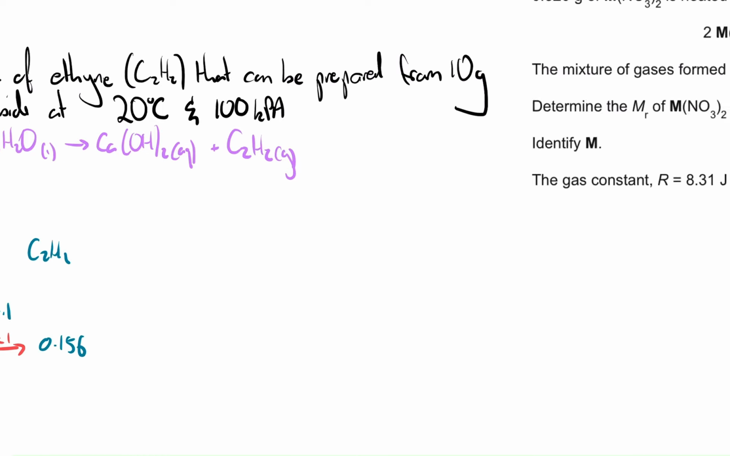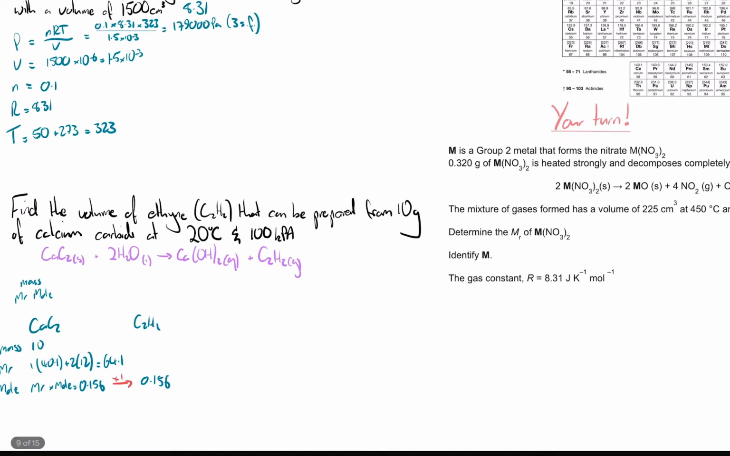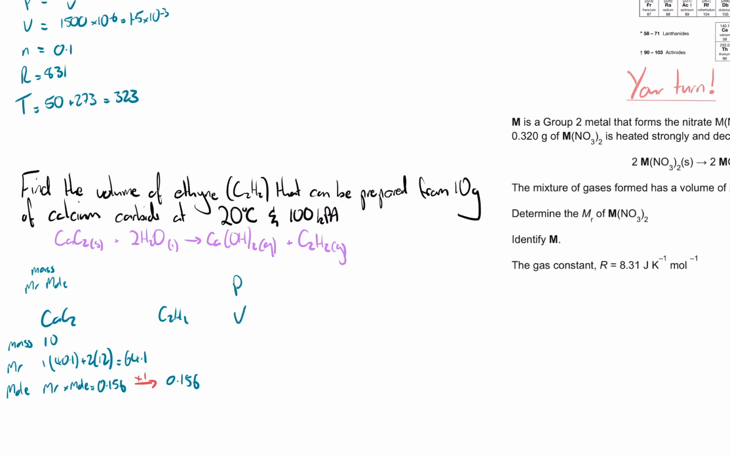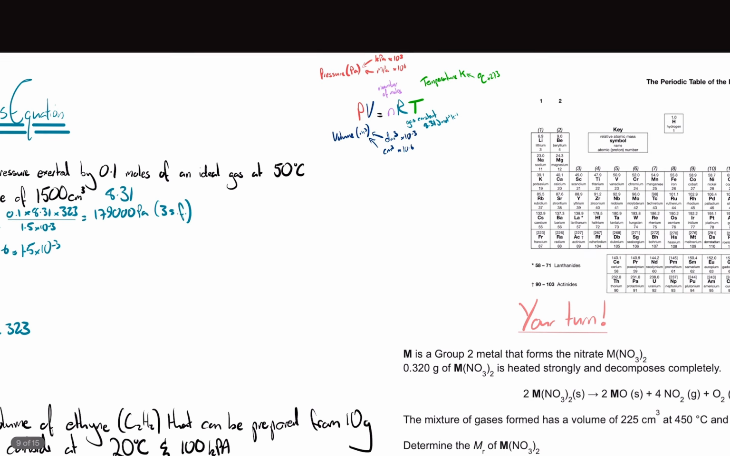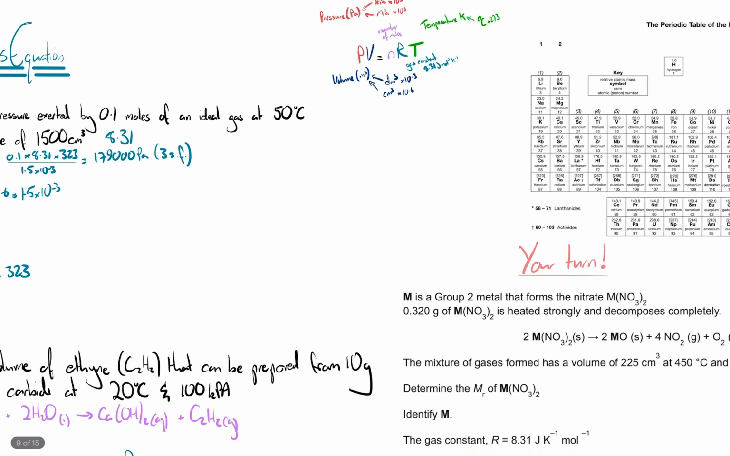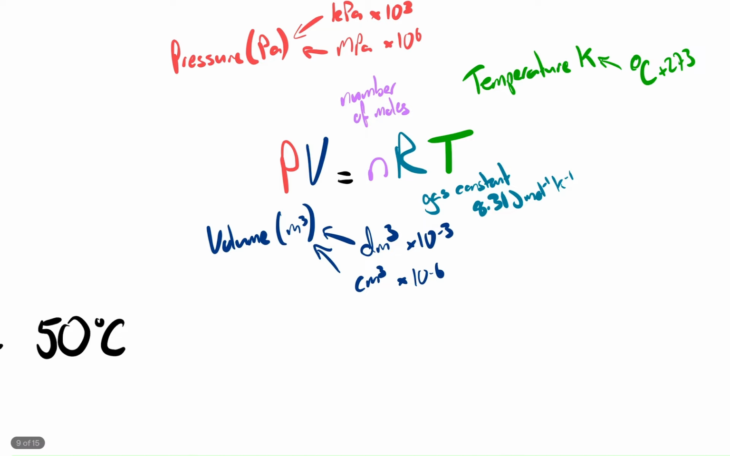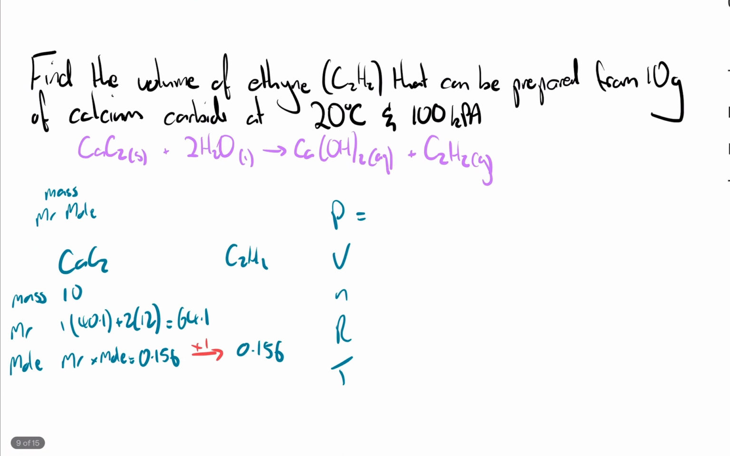So now we can start plugging this information into our equation. So again, right on the side, P, V, N, R, T. Pressure, we're given 100 kilopascals, but we need to convert that. So pressure, kilopascals, so we need to do times 10 to the 3.